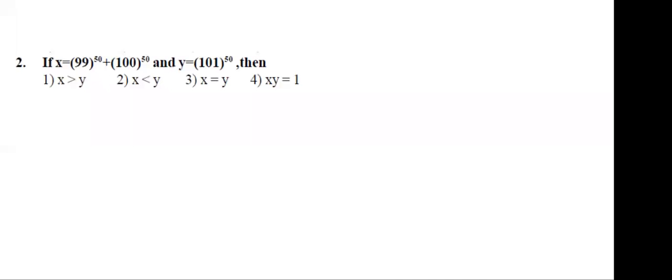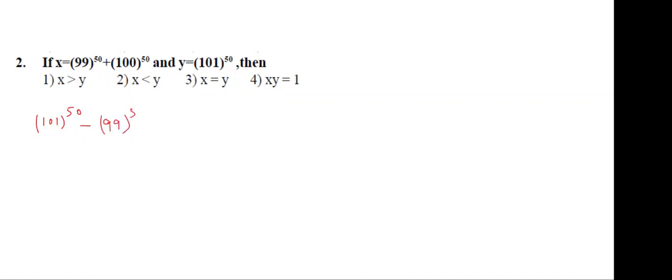If x is equal to 99^50 + 100^50, this is the x value, and y is equal to 101^50. By observing x and y, what is the relation between them? We have to find. See here. So I am going to take like this: 101^50 minus 99^50.